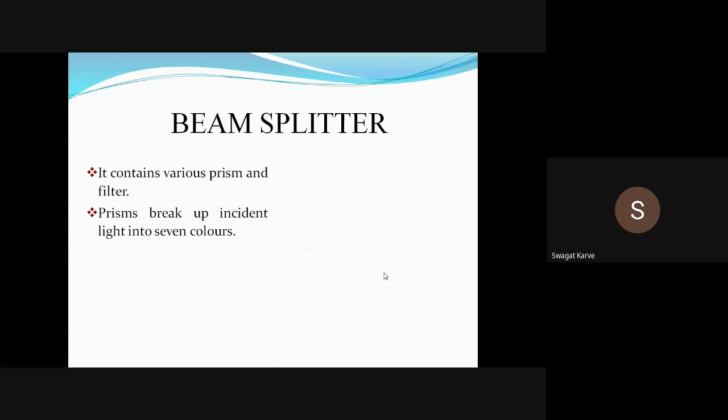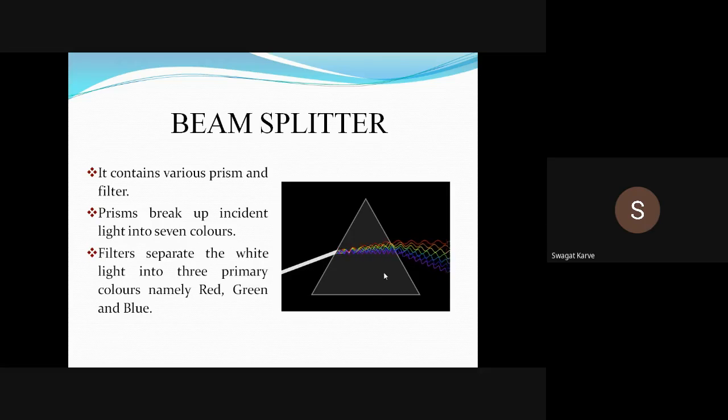It splits into 7 colors. Then the filter separates the white light into 3 primary colors, namely red, green and blue.